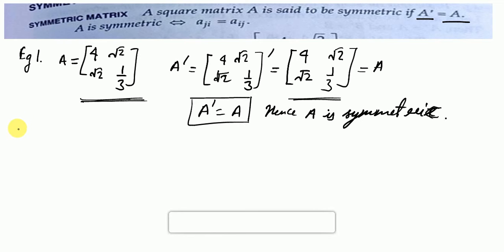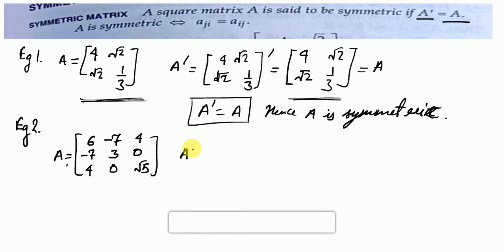And another example is, when A is equal to (6, -7, 4) and (-7, 3, 0) and (4, 0, √5), and we find out the transpose matrix. So rows change into columns, so this row we will change into a column: 6, -7, and 4. We changed this row into a column, and now we will change this row into a column: 3 and -7, 0. And this row we will also change into a column: √5 and 4, 0.